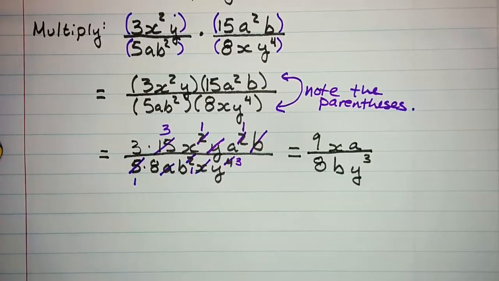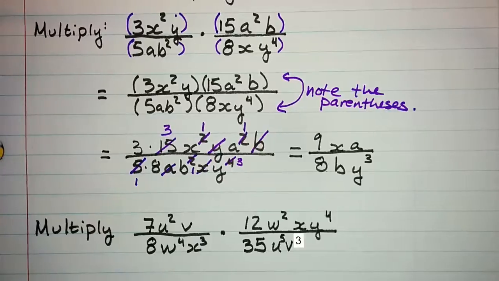I'm going to give you one of these to try with only monomials, and then we'll see an example that involves polynomials. Multiply these two rational expressions. Pause the video and try this now.